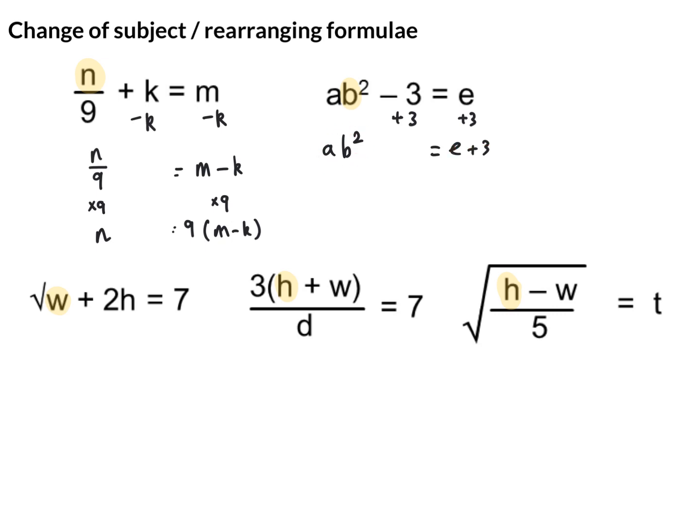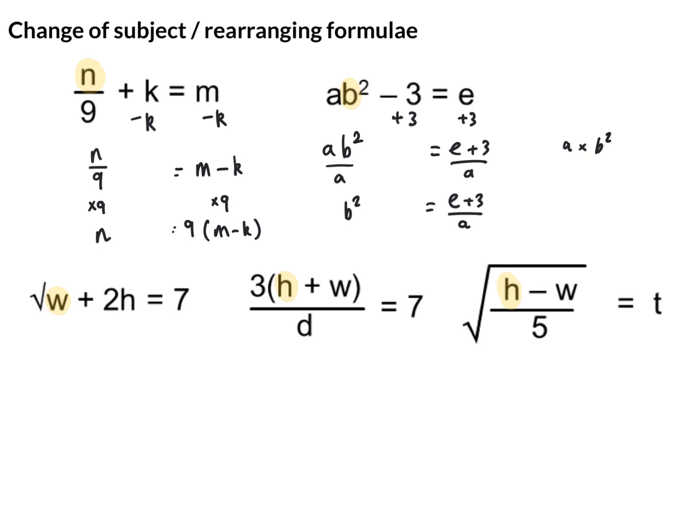Now, we need to be careful here. This means we've got a times b squared. So I'm wanting to get this b term on its own. I want to get this b squared on its own. So I'm going to need to get rid of this a. I'm going to need to undo multiplying by a. So this means I'm going to have to divide both sides of my equation by a. This means on the left, I'll be left with b squared. On the right, well, I'm just going to leave this as a fraction. I'm going to have e plus 3 all divided by a.